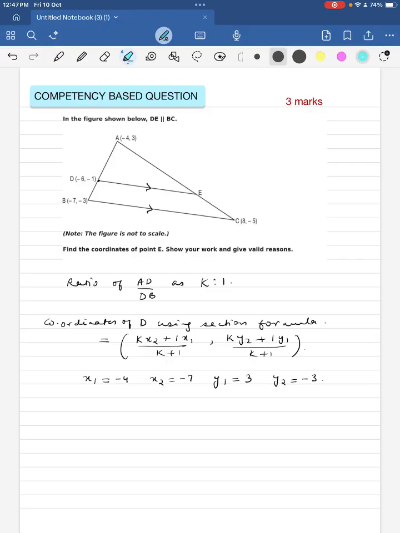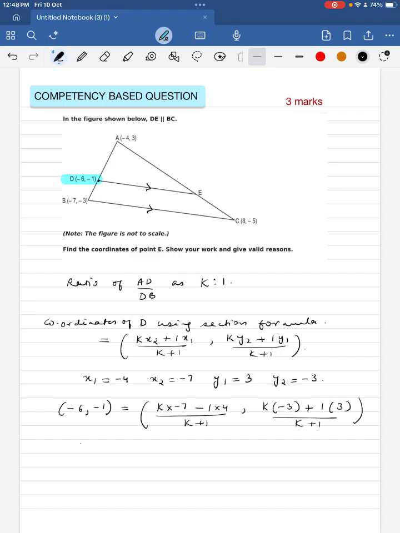Okay, now let's substitute. Also we know that the coordinates of D is already -6 comma -1. So I can equate -6 comma -1 to k times x2, which is -7, minus 1 times 4 divided by k plus 1, comma k times y2, which is -3, plus 1 times y1, which is 3 divided by k plus 1. Okay, so that gives me -6 comma -1 is equal to -7k minus 4 by k plus 1, comma -3k plus 3 by k plus 1.